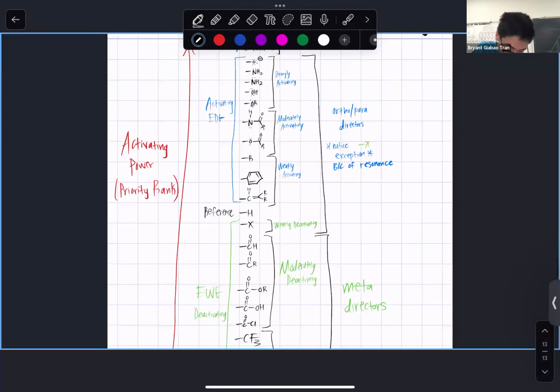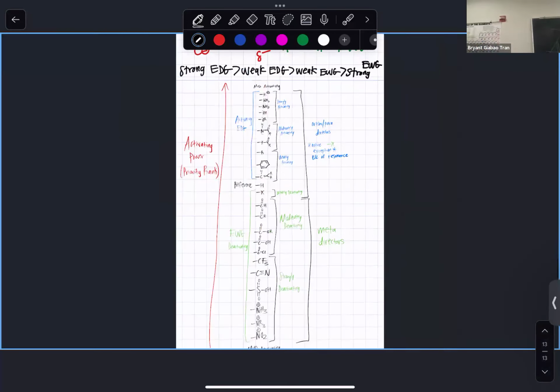So here's the activating power. In this list, the very top ones are the strongest EDGs. The very bottom ones are the strongest EWGs. The one in the middle is hydrogen, which is not an EDG or EWG at all. The weakest EWG is a halogen, like bromine, chlorine, iodine.